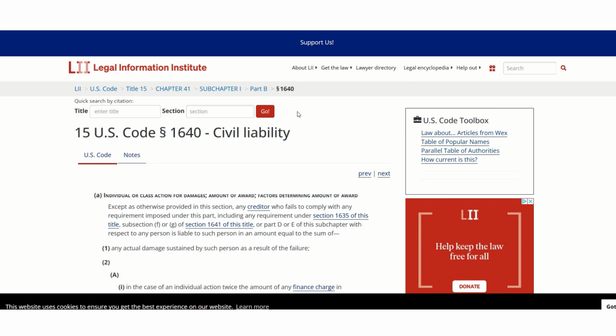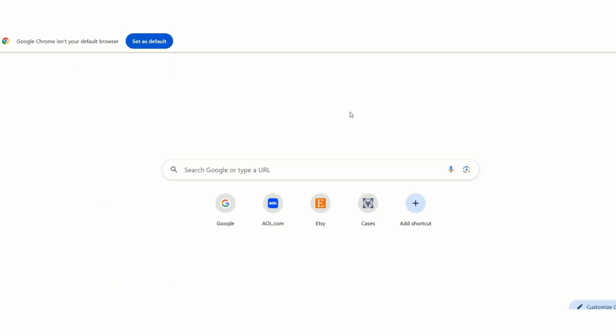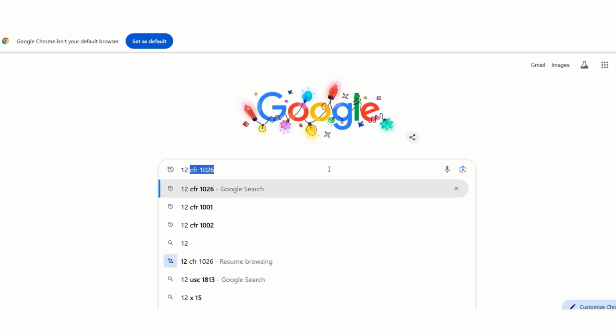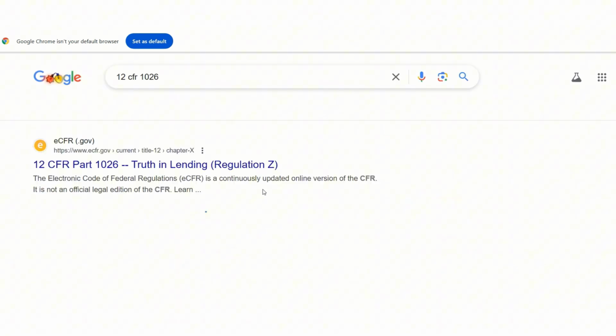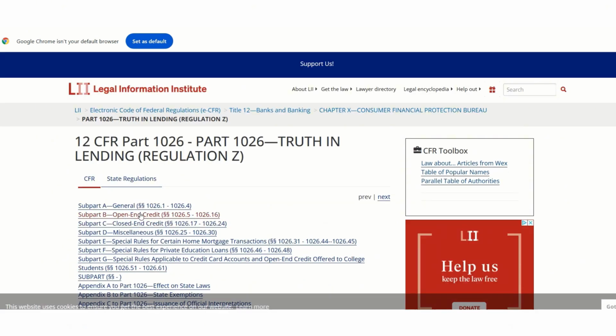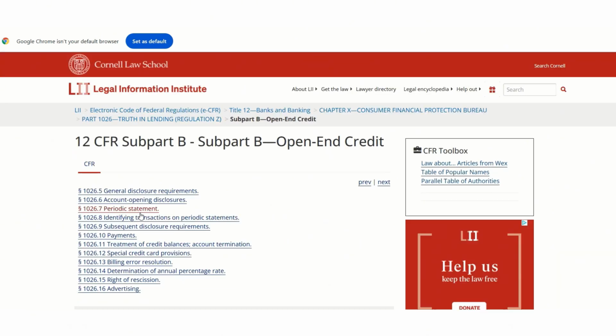But you also got to cite the regulations. When y'all are citing that they violated these laws, you can't just cite the United States Code. You got to cite the regulations for the statute that you're saying they violated. So CFR 1026. Open-end credit deals with billing error notices.